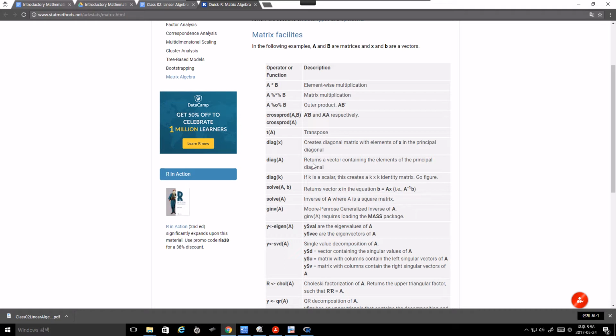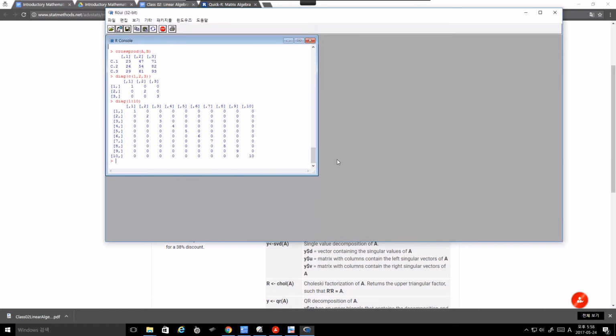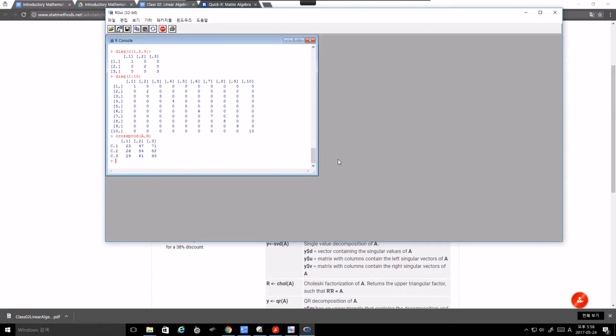Now, diag of A. When A is a matrix, it returns a vector containing the elements of the principal diagonal. So for example, the cross product of A and B looks like this. So the principal diagonal terms are 23, 54, 93. So let's try diag of this one, which is indeed 23, 54, 93.